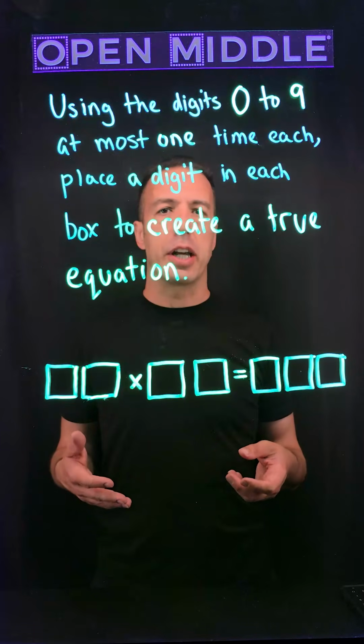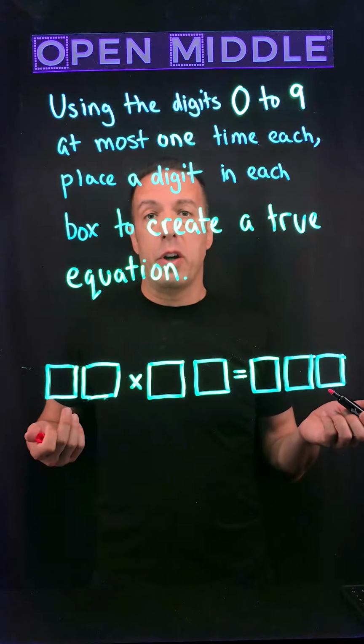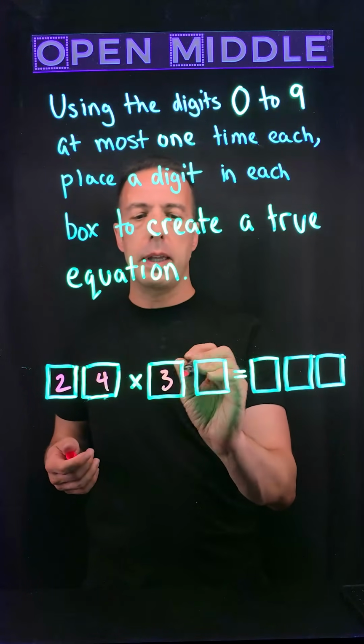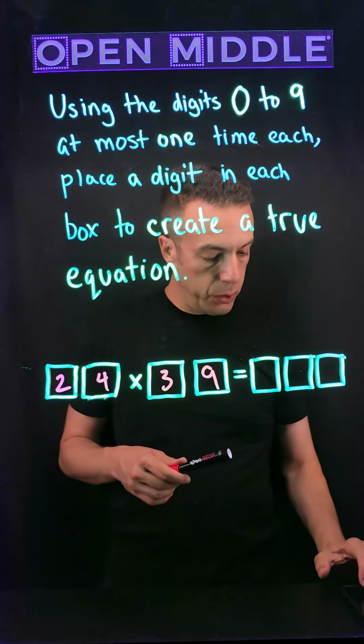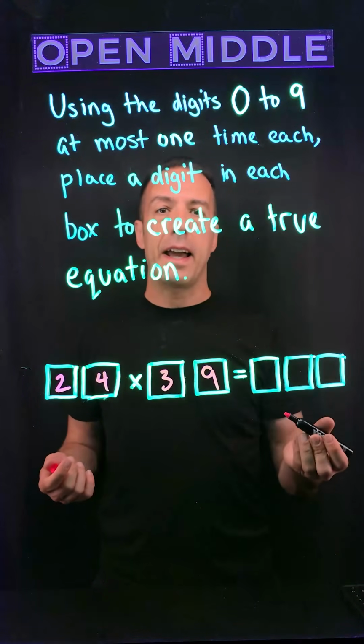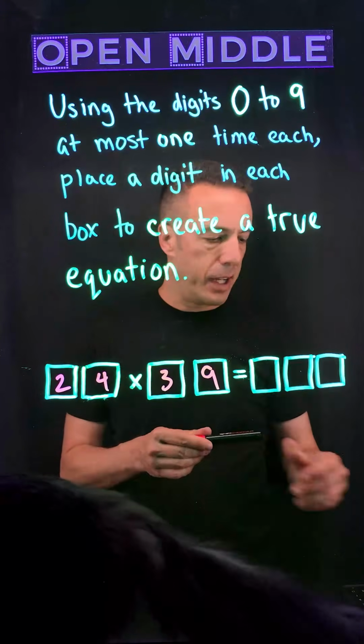And I think that guessing and checking is a really good first way to start with this. So let's just try to create a true equation. So we'll pick 2 and 4 and 3 and 9, and let's see what we get here. So 24 times 39 is 936. So we cannot actually do this because we already have used the 9 and the 3. So this is not going to work.